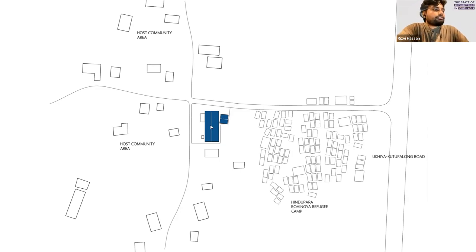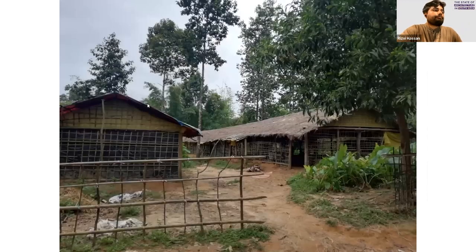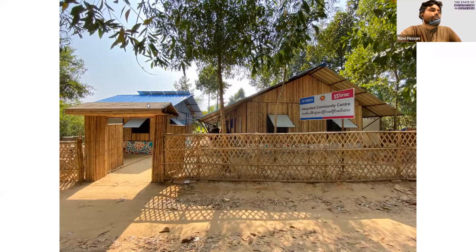The blue one is the center, and you see it is in the host community, and the dense shelters are the refugee community. Now they are both using it. It is acting as a connecting platform to create understanding and friendship among them. This was the structure before: an abandoned poultry shed. We got it from a host community person, and later we converted it to this.